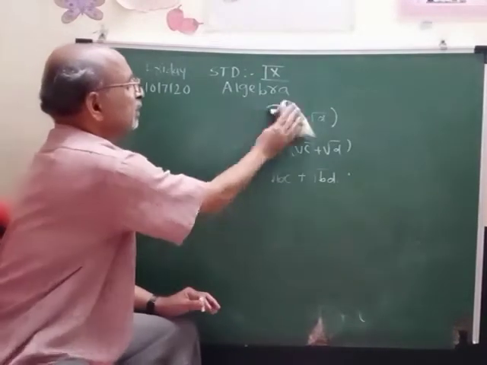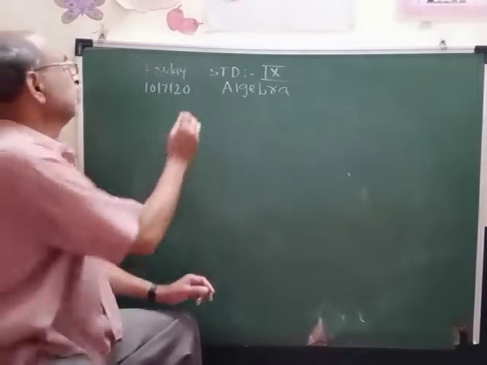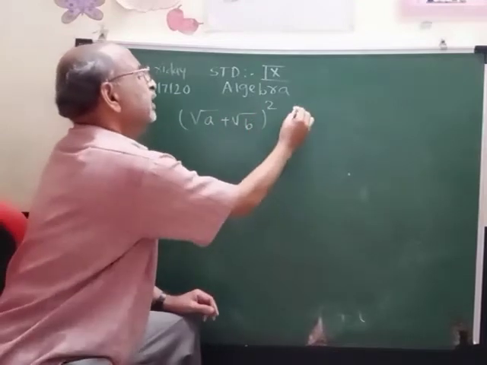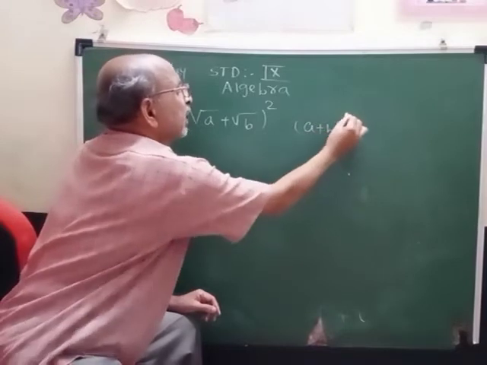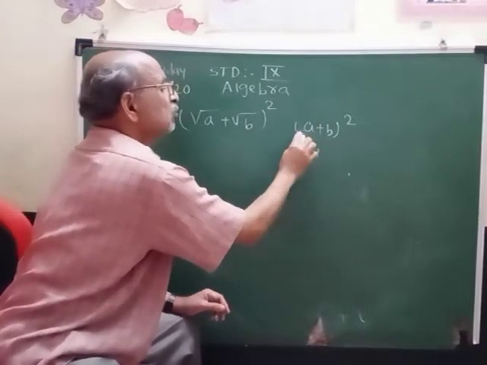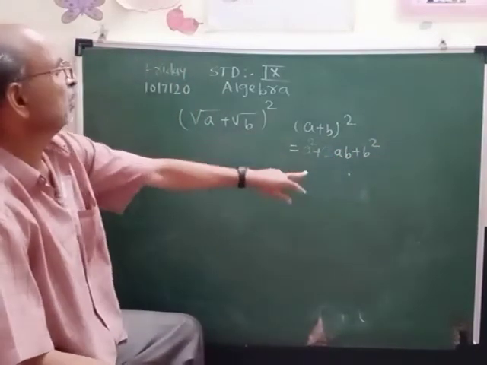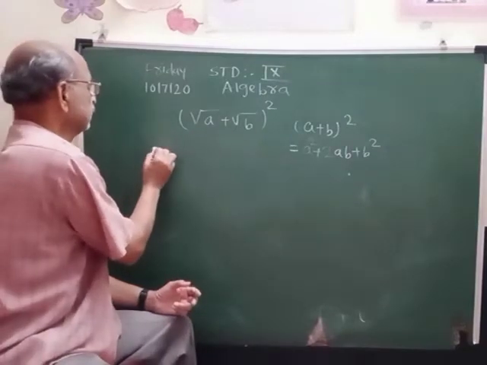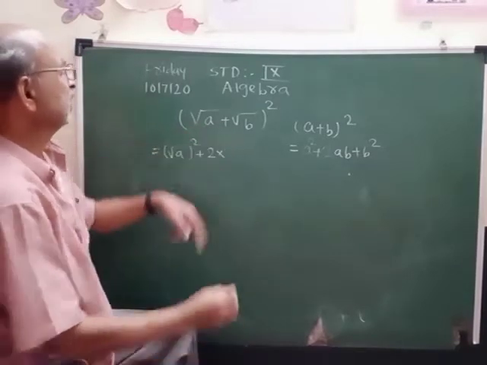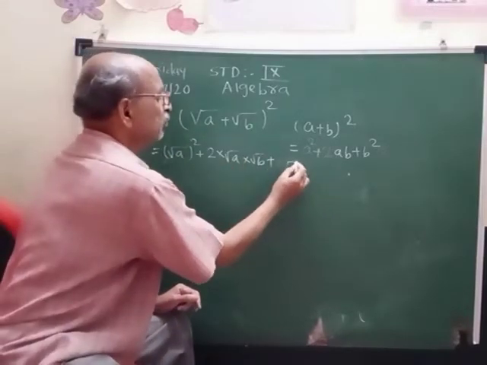Now we see the next identity which is useful for solving these rational number examples. The next identity is (root A plus root B) whole square. Already in the 8th standard you have read (A plus B) whole square, which is solved as A square plus 2AB plus B square. The same formula we have to use here. Root A square is the first term square, plus 2 into root A into root B, plus the square of the last term, root B square.